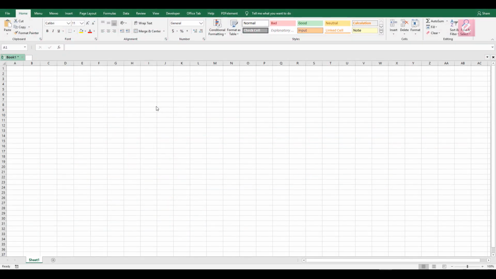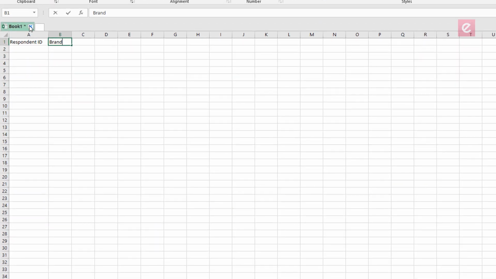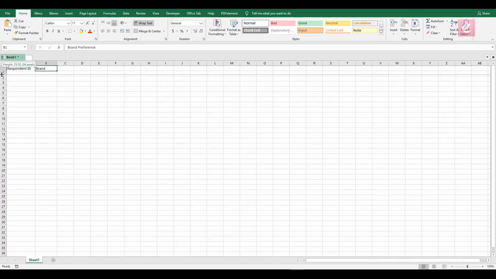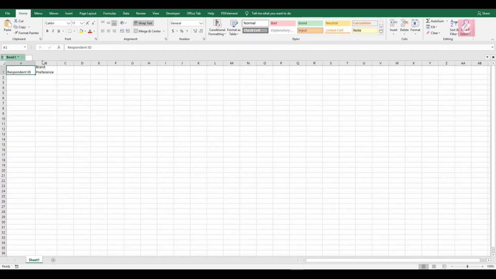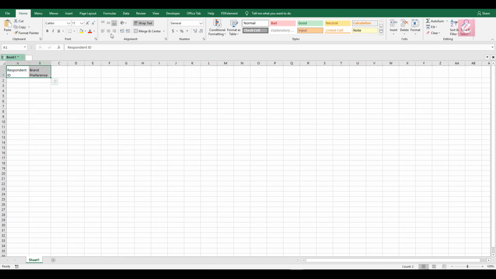Open Excel. We need to record the responses of the respondents. We need two columns. The first column is respondent ID and the second column is the brand preference. Just format that column. Then centralize it. Now just enter the respondent IDs. Here I am entering 10.